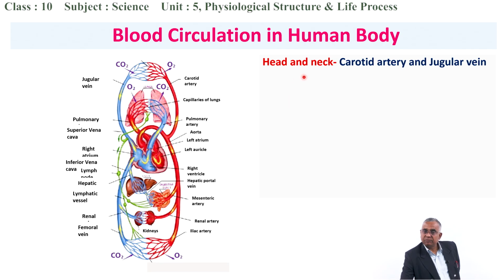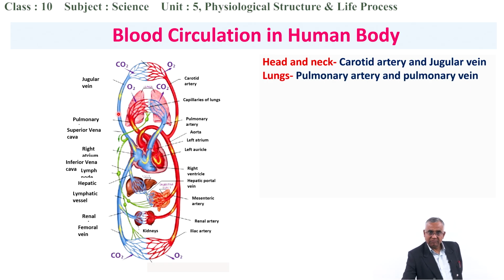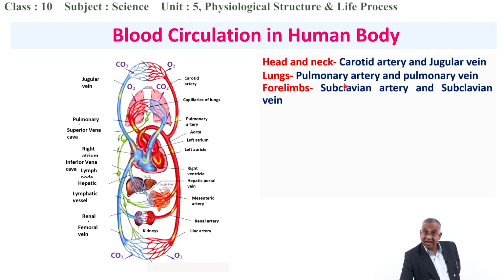Which branch takes blood into the head and neck? That is the carotid artery and jugular vein. The carotid artery brings pure blood into these organs. The jugular vein brings impure blood back into the heart. Like that, lungs, you are familiar with it, pulmonary artery and pulmonary vein. But remember one thing, the pulmonary artery carries impure blood there because its purpose is not supply of blood. Supply of blood to the heart walls is by the coronary artery and coronary vein, isn't it?